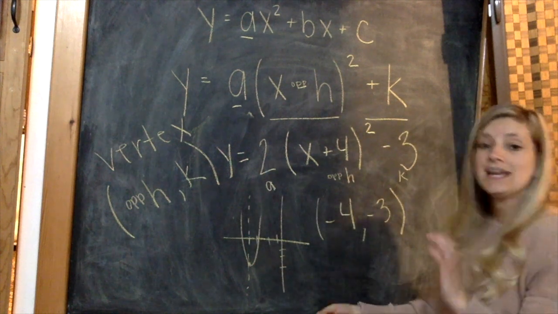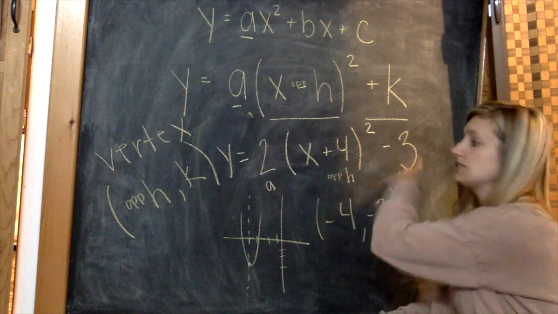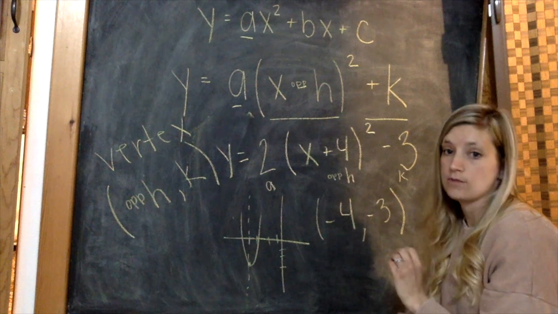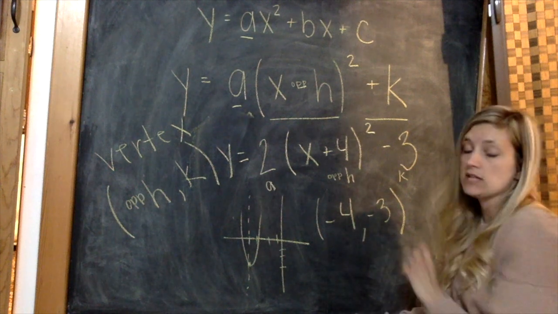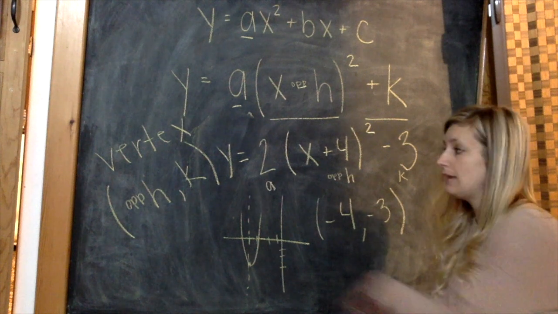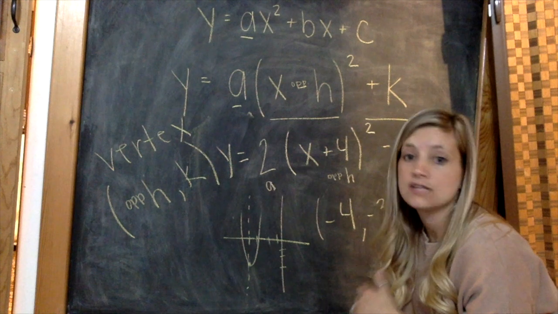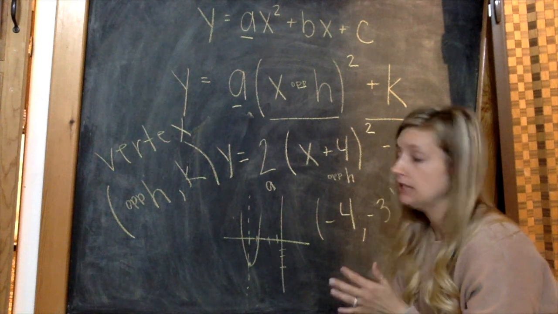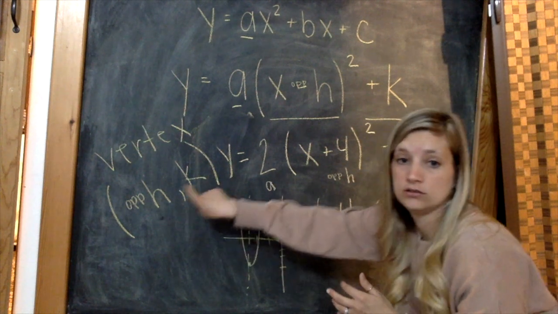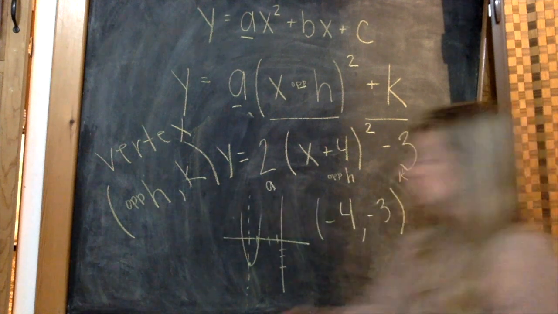Okay, but do you see how much faster it was for us to find our vertex since it's given to us in vertex form? Okay, so this vertex, guys, remember, it's the turning point, it's the max or it's the min, depending on A. So when it's given to you in vertex form, to find the vertex, all you need is H, K. So let's do another one.